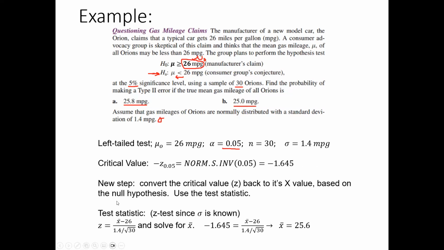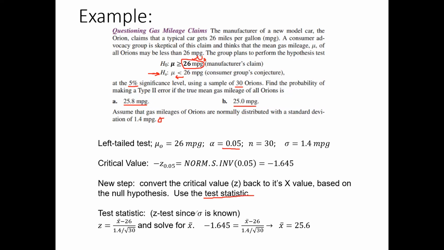And then the new step that we're going to do is convert the critical value, this 1.645, back to what its x value was. And we're going to do that based on the null hypothesis. And we're going to use the test statistic to do this.